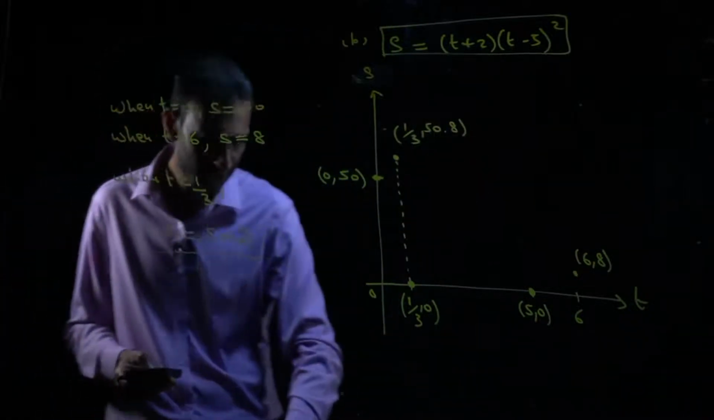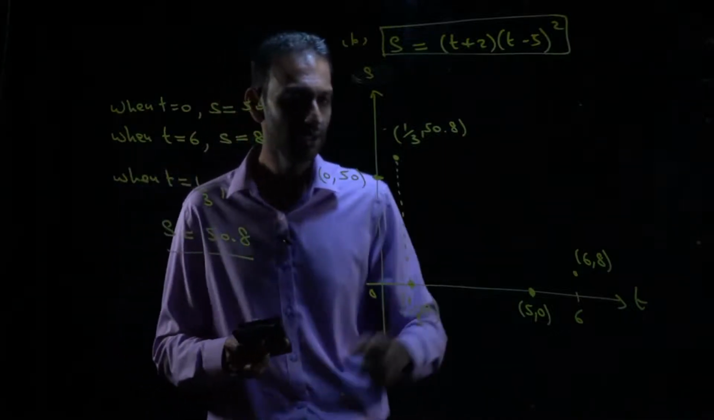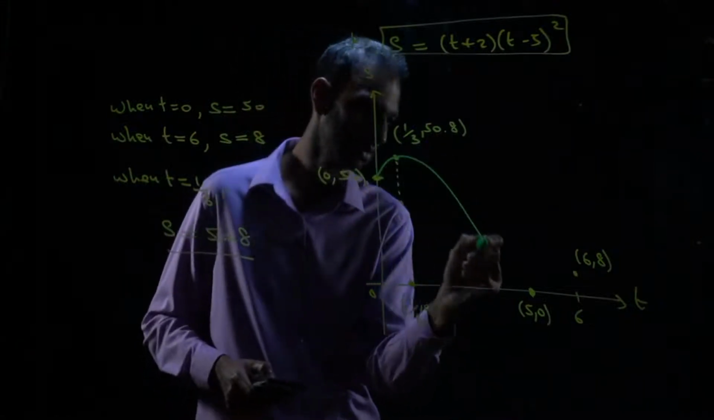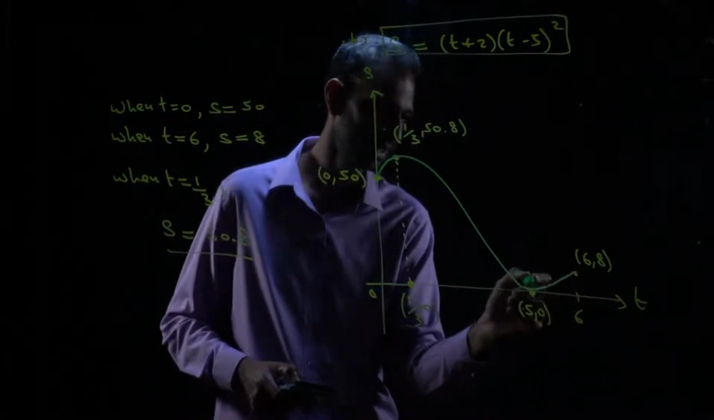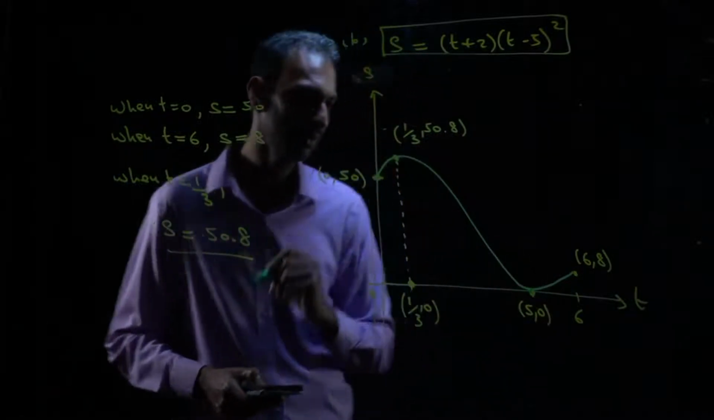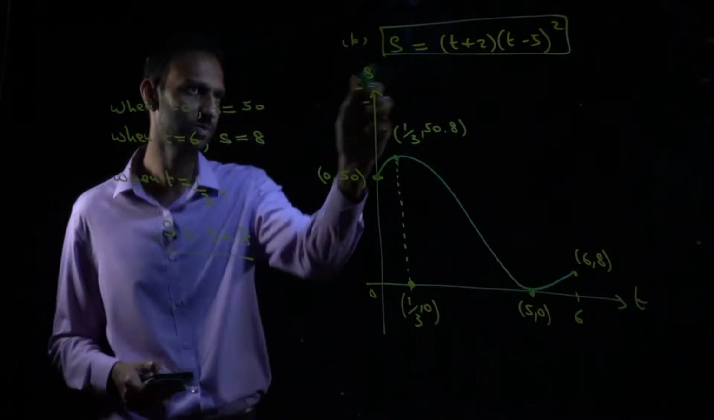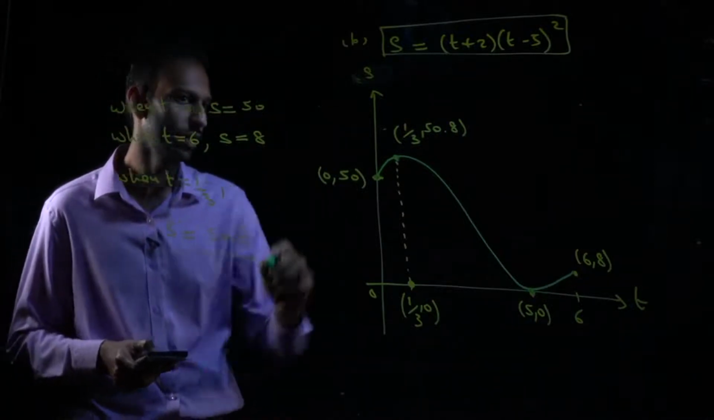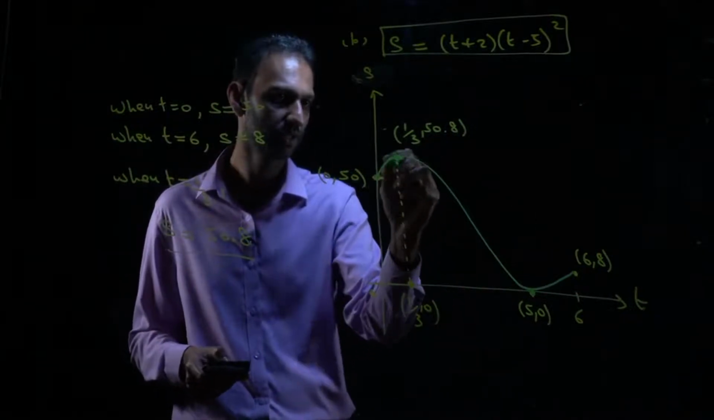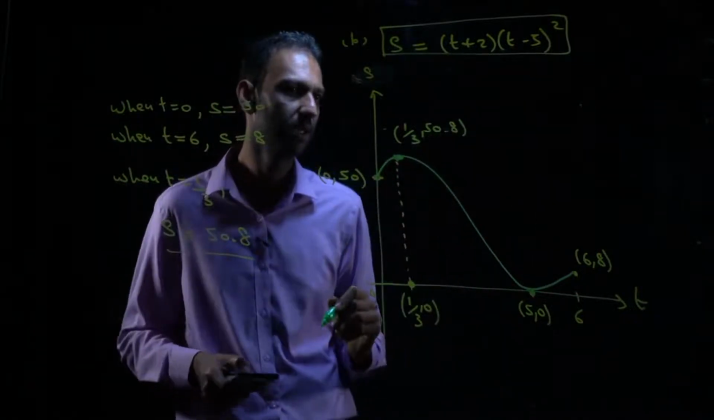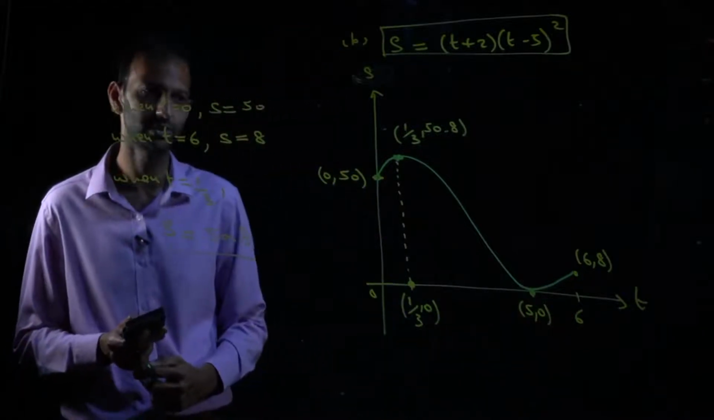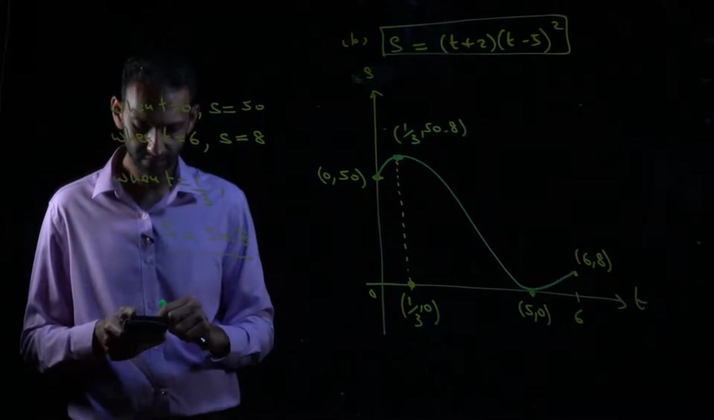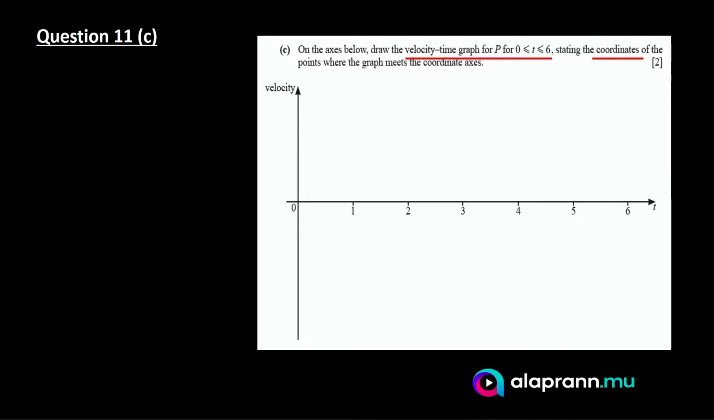We've got all the ingredients which are necessary. It's a cubic curve, so the shape of the curve goes from here to here. It touches there and it goes there. So that's the cubic curve which represents the displacement, s is equal to t plus 2, t minus 5 squared. So 1/3, 50.8 and 5, 0 are the two turning points. Straightforward question based on the equation which you've got. Let us now proceed to part C, which is also about sketching.